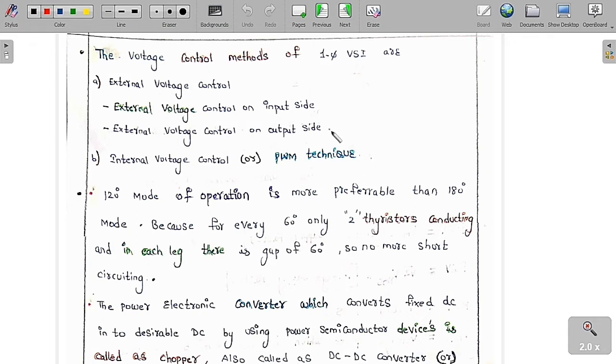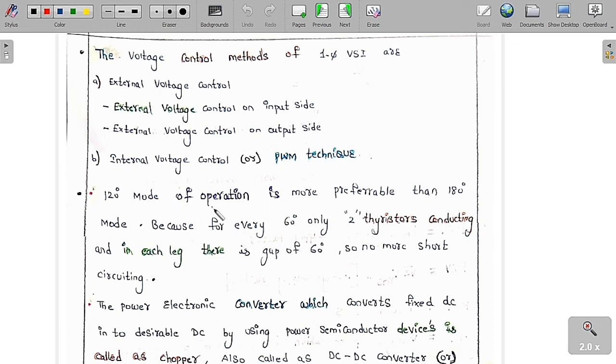If you can vary the external voltage across the output side, you can also vary it through internal voltage control, or the PWM technique. With the help of the PWM technique, we are going to change the pulse width of this output voltage. With this, we change the average value and also the RMS value. So these are the methods by which we can control the average value of the output voltage.